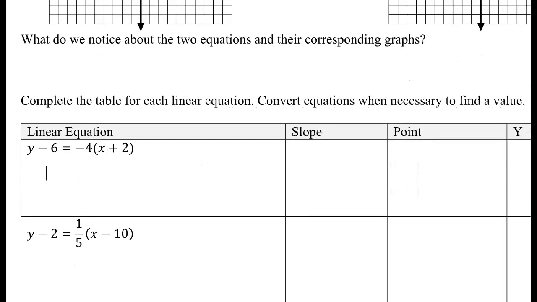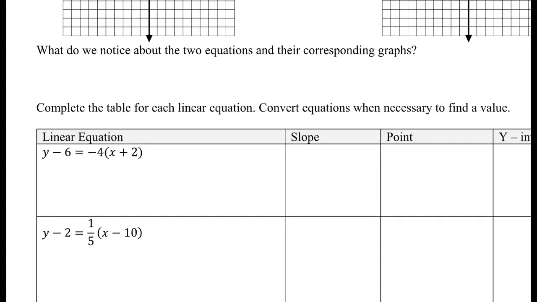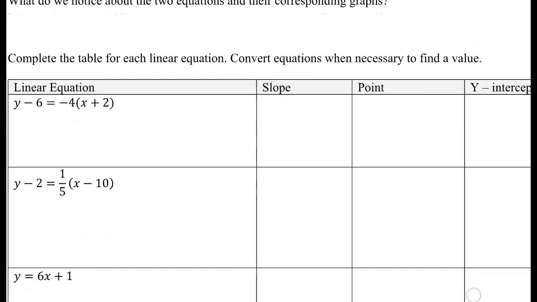In this table, they're asking you to find a bunch of information. You are taking an equation, finding the slope, finding the point, and finding the y-intercept. Because this first equation is in point slope form, I can immediately find the point and the slope. How do I do that? Well, the slope is always the number in front of the parentheses. So for my first equation, it would be -4.